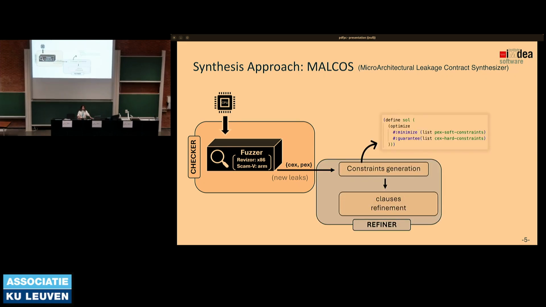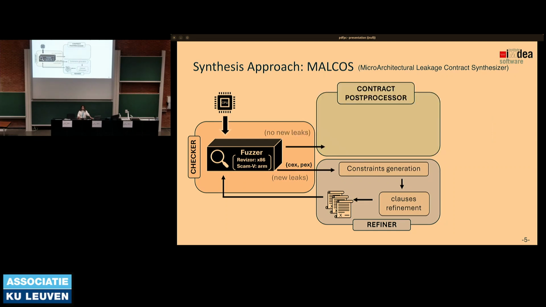It will ask the solver to find a solution distinguishing all the differences in the counterexamples while minimizing the differences in the positive examples. With this, it will generate contracts specifying the leaks that were found. We will use these new clauses to keep looking for new leaks, and we will repeat this until we cannot find more leaks.